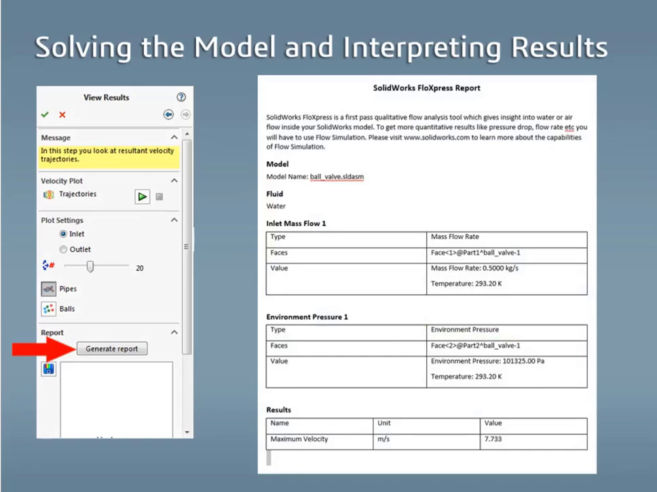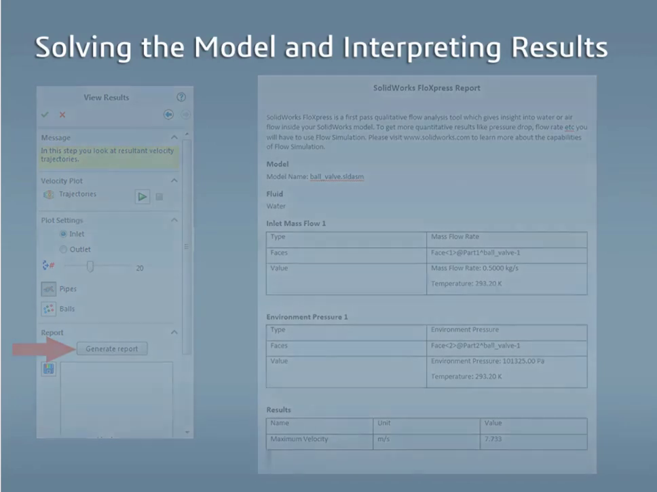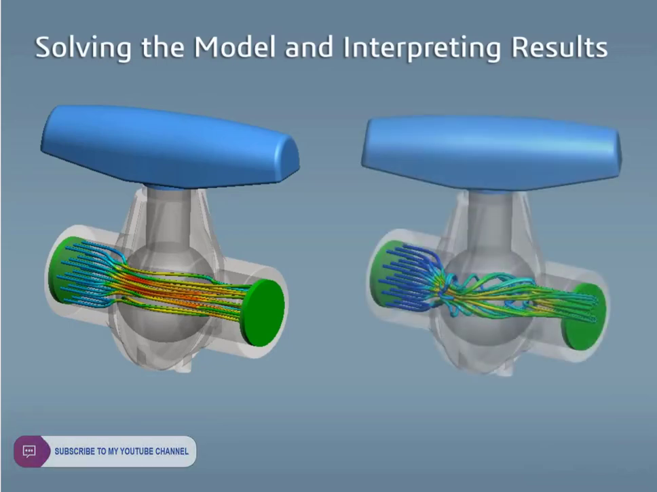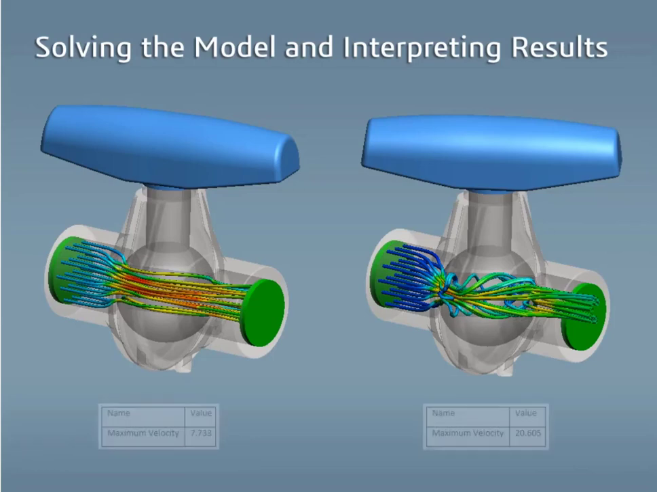In this lesson, I will run the solver for two different configurations of the model. The first with the handle turned 15 degrees and second with the handle turned 33 degrees. I will also animate the flow paths for both models and generate a report for each configuration to compare the maximum velocities of the fluids. Finally, I will give a brief overview of the tools found in the full flow simulation package.